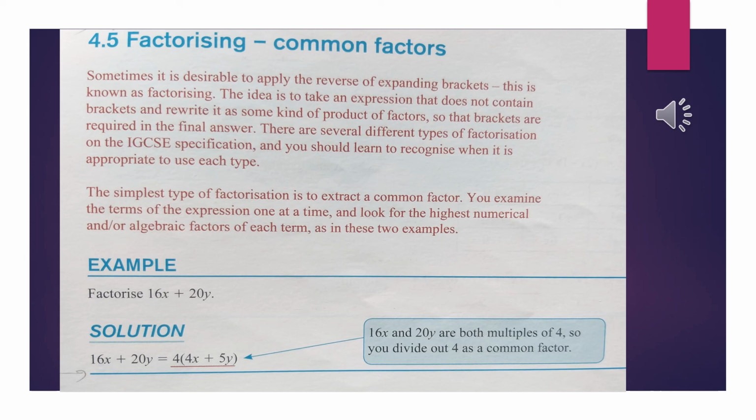One example, factorize 16x plus 20y. Now the easiest way, you take the common factor of 16 and 20. The highest common factor, HCF, of 16 and 20 is 4. You take that out as 4. But for x and y there are no common factors. Therefore, the solution comes to 4 times (4x plus 5y), which doesn't have any common factor here.